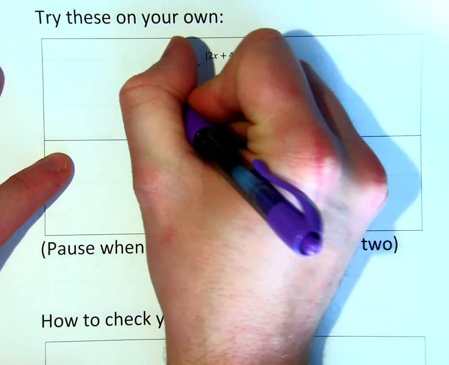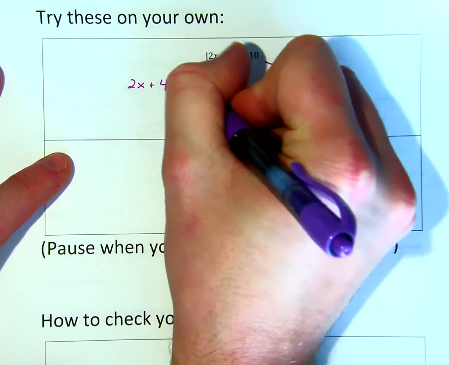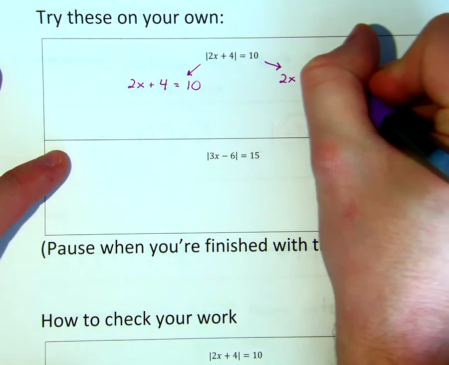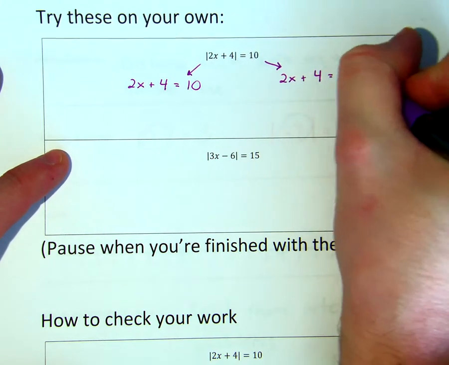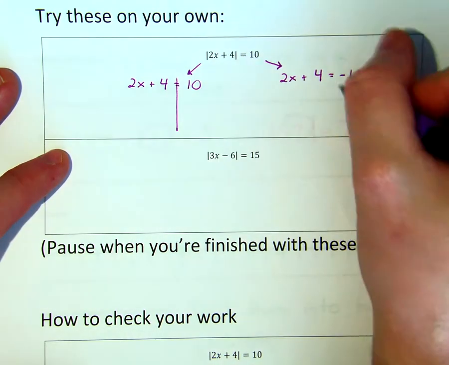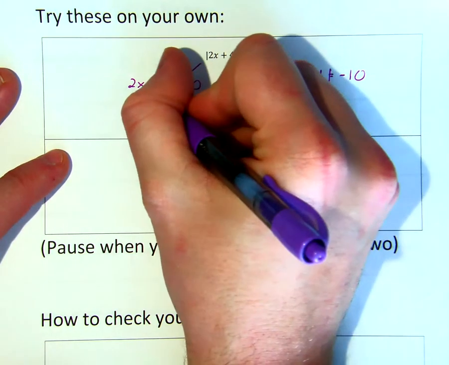The first problem we set up is 2x plus 4 equals positive 10. The second one we do the same thing, but with a negative answer. So 2x plus 4 equals negative 10. And then we'll go through the steps to solve each equation.